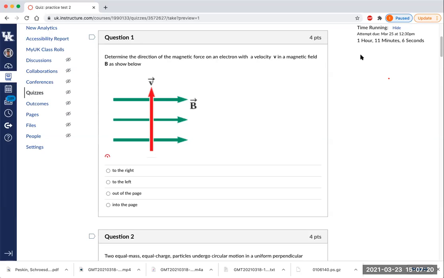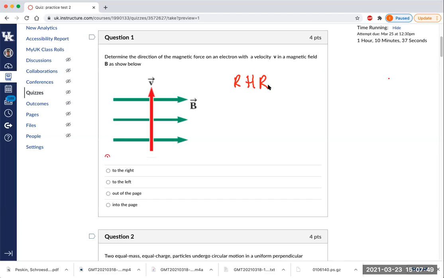I wanted to work through the practice test. Question number 1 begins with, determine the direction of the magnetic force on an electron with a velocity v in a magnetic field as shown below. So this is a case of the right-hand rule.